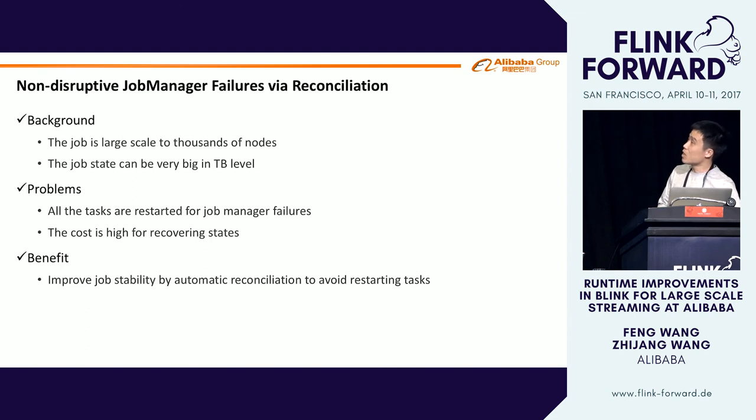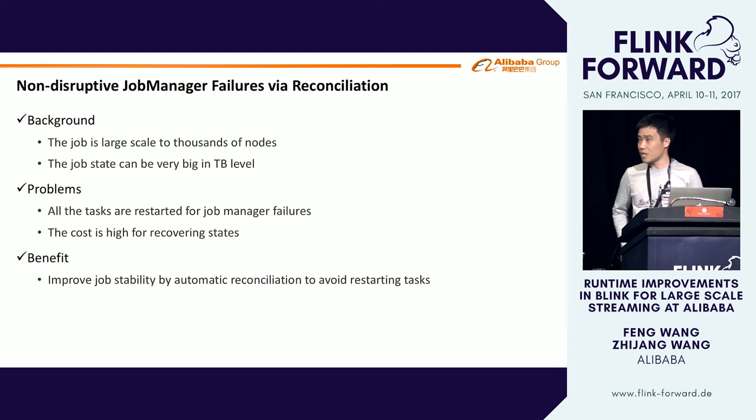As I mentioned in the previous section, our jobs scale to thousands of nodes, and the job state can be very large, at the TB level. So the cost is high for recovering states from HDFS for a lot of tasks with big states. Therefore, we want to handle the job manager failure in a non-disruptive way.